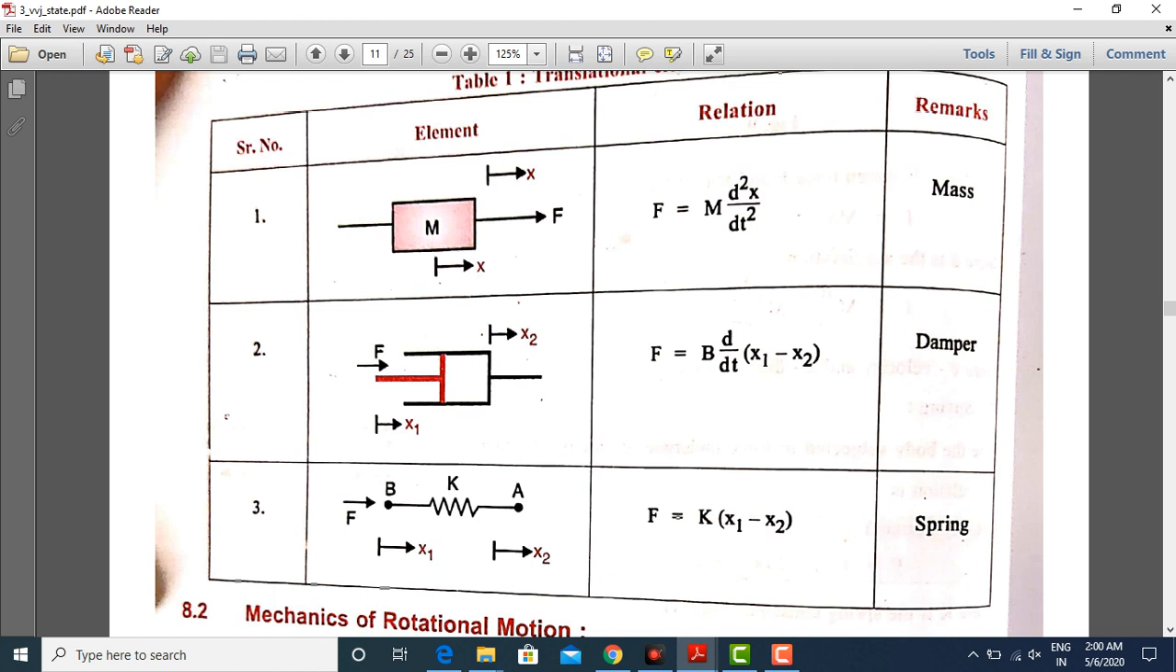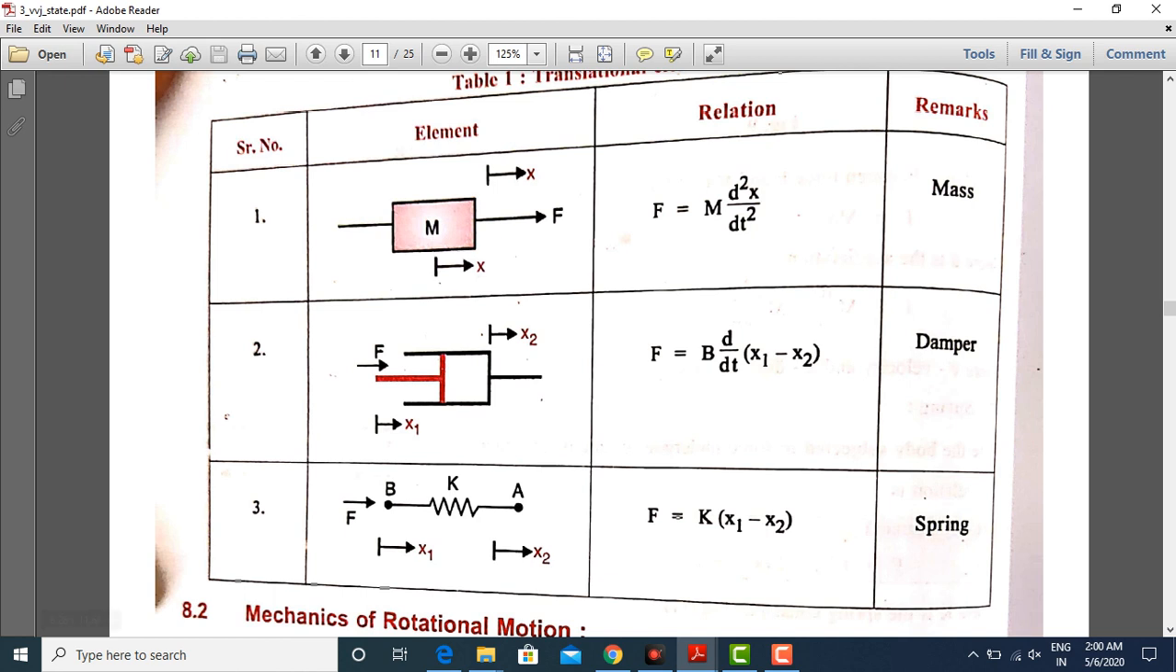So we can see here, if force is applied to the mass, it will get displaced. So the mathematical expression will be F equals m d squared x by dt squared. That is the expression for the mass. If you are applying the force to the dashpot, or you can say damper, the expression will be F equals b into d by dt of (x1 minus x2). You can write this x1 minus x2 as x in generalized form. This is the expression for the damper.